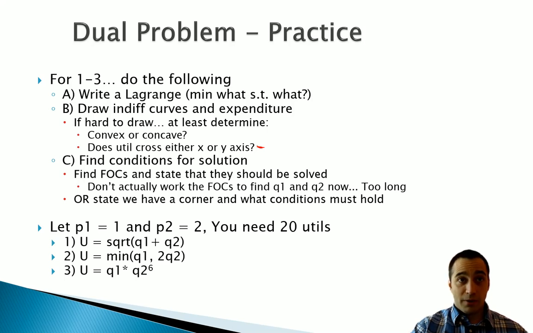Our three utility functions given as thus will be slightly familiar for some of them and maybe not familiar for others. We're going to look at the square root of Q1 plus Q2, the minimum of Q1 and 2Q2, as well as the product of Q1 and Q2 to the 6th. For all three, let P1 be 1, P2 be 2, and note that you need 20 utils. Work on those and come back.